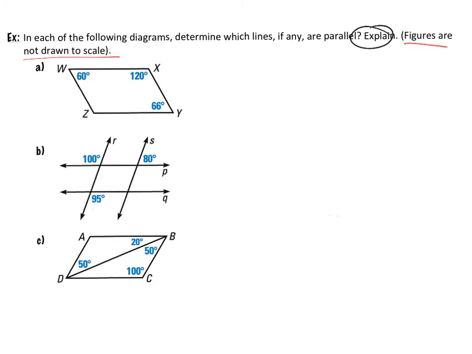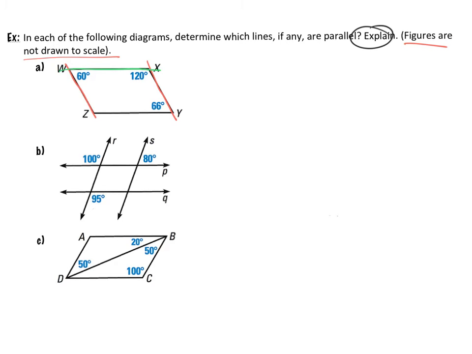So let's look at example A. We have lines WZ and XY that we need to figure out if they are parallel. And then we'll look at the other pair in a second. In order to determine if they are parallel, we can look at either one of the horizontal looking lines as the transversal.